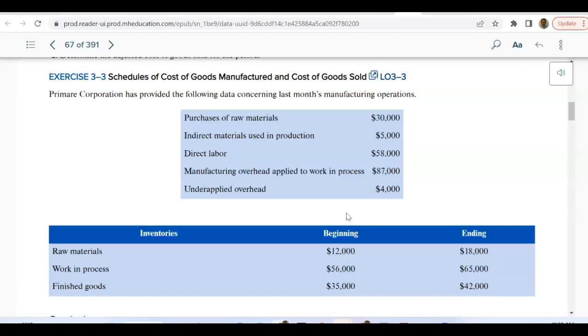Okay. So in this chapter, you have a few more problems, I believe, but this is a very good review of what's going on in regard to job order costing, chapter 3.